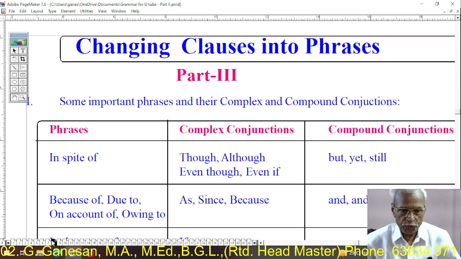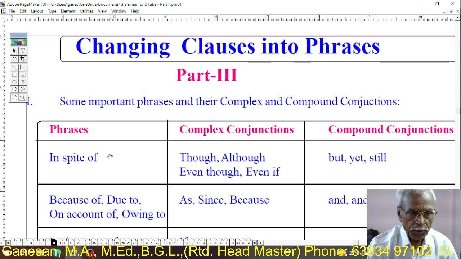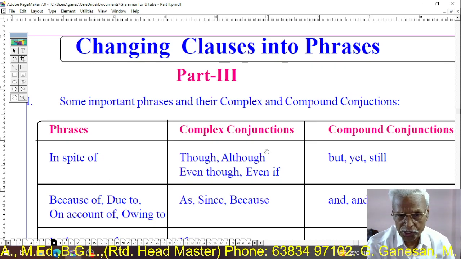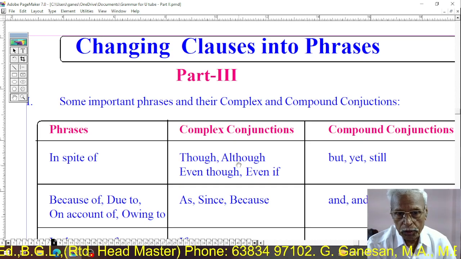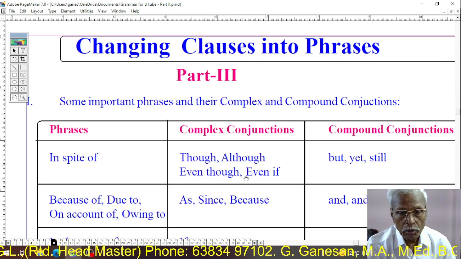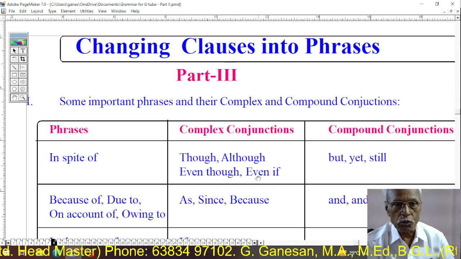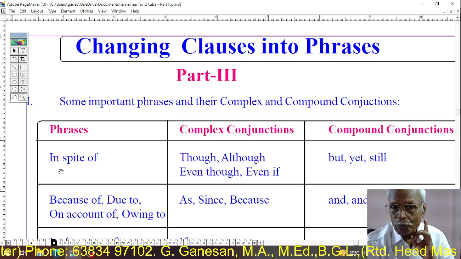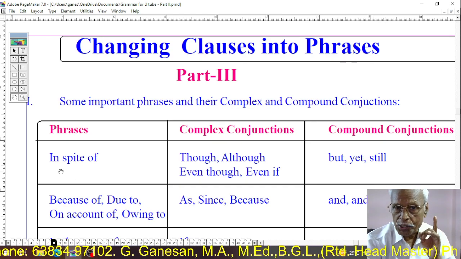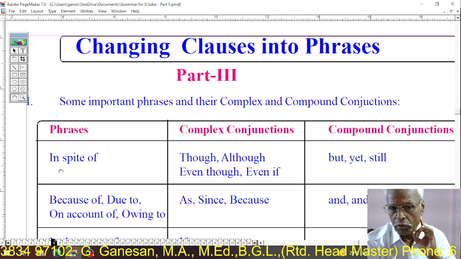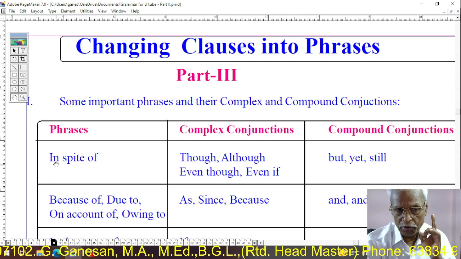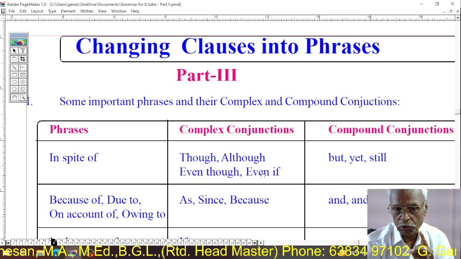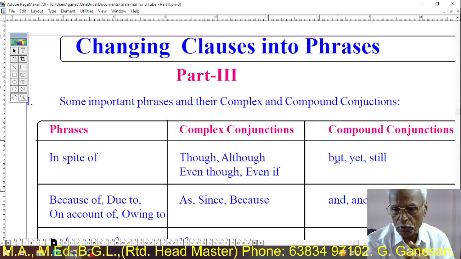Let us see first. In spite of: its complex conjunctions are though, although, even though, even if, four conjunctions. Compound conjunctions: but, yet, still. So the complex and compound conjunctions of in spite of are: complex, though, although, even though, even if; compound, but, yet, still.